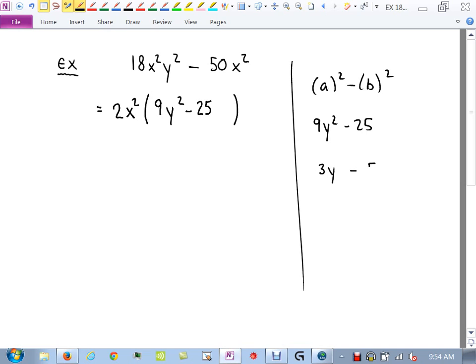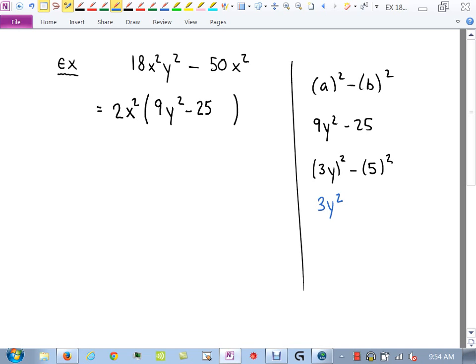Plus 5. Now, I need some parentheses here, right? 3y squared and then 5 squared. Technically, I do not need the parentheses on the 5, because 5 squared is 5 squared. I have to have parentheses on this, right? There is a major difference between these two, right? Here, the squared is only on the y, so you'll never get the 9 out of this.